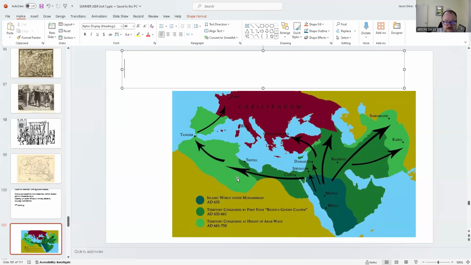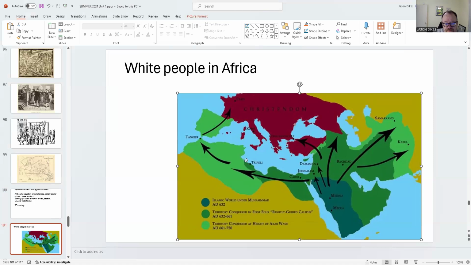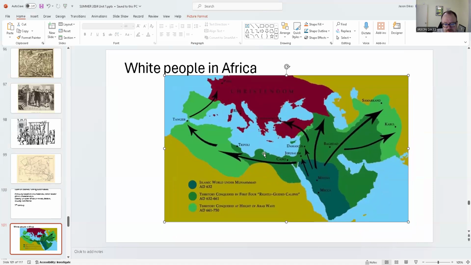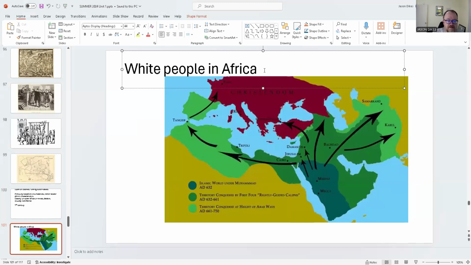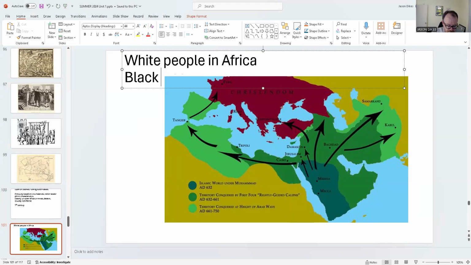And this really brought them into contact with both white people in Africa, which would have been along this section, basically the old Roman Empire, but it also would have brought them into contact for the first time with Black people in Africa.